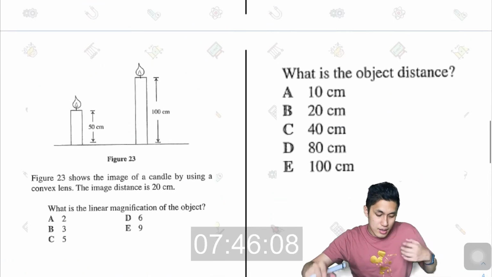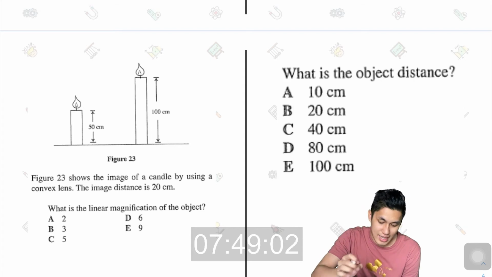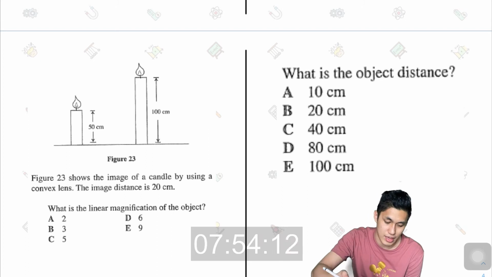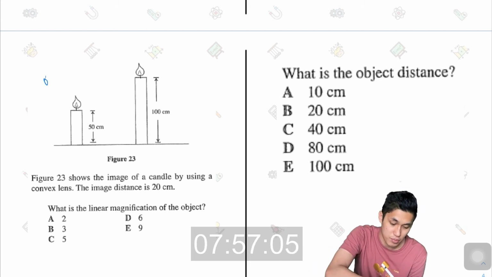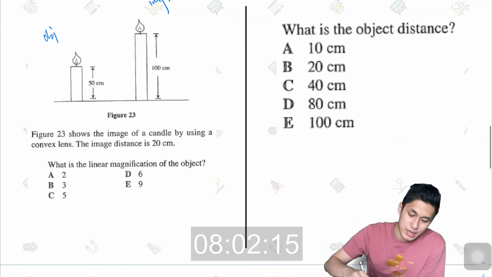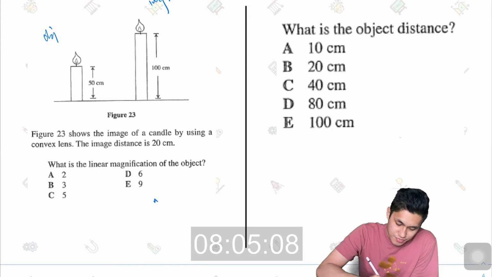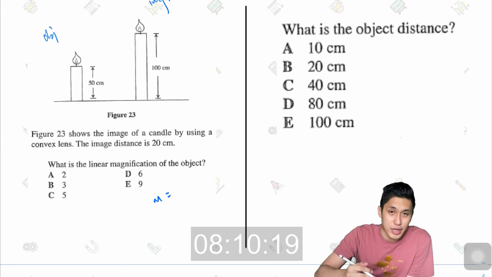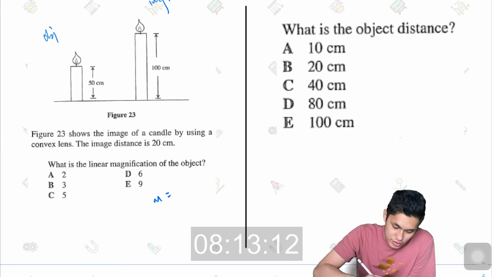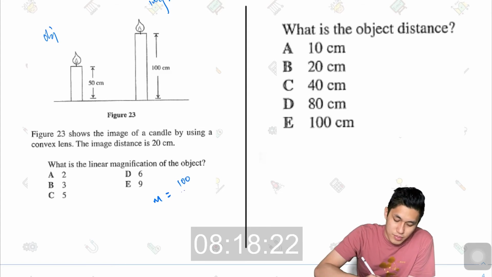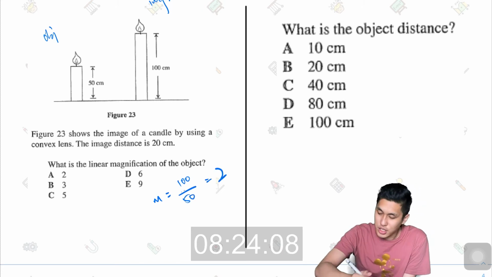Next one. Figure 23 shows the image of a candle by using a convex lens. The image distance is 20 cm. I'm just going to assume that this is the object and this is the image. So what is the linear magnification of the object? Again, like I said, magnification is equal to image divided by object, whether it's the height or the distance. So I'm going to take the height. The height of the image, that's 100 cm, divided by the height of the object, 50. So I get a linear magnification of 2.